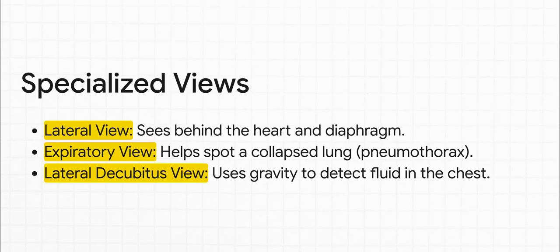Of course, a single view isn't going to solve every mystery. So doctors have a few other tricks up their sleeve. A lateral view, taken from the side, lets them peek behind the heart. An expiratory view, where you breathe out, can reveal a tiny collapsed lung that might otherwise be hidden. And a decubitus view, where the patient lies on their side, uses good old gravity to check for any fluid sloshing around in the chest. Each one is a specialized tool for a very specific job.